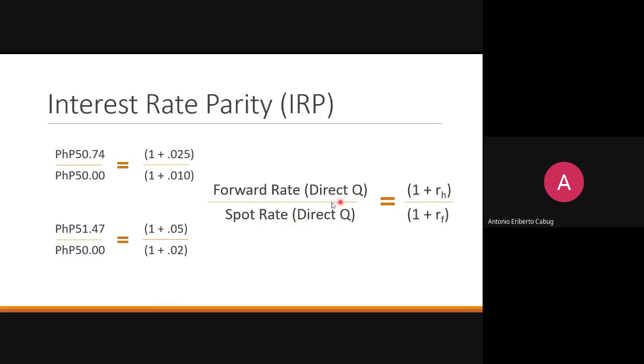The forward rate in direct quotation divided by the spot rate in direct quotation. Pinoy tayo ha, we're Filipinos. The forward rate, which is in direct quotation, divided by the spot rate, yung $1, 50 pesos. This is equal to 1 plus the interest rate at home over 1 plus the interest rate in the foreign. Make sure that these rates are adjusted for the fraction of the year.